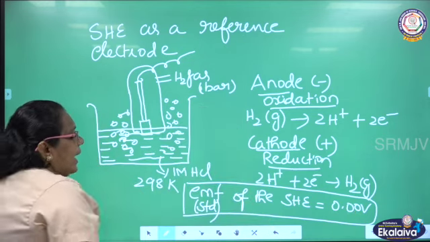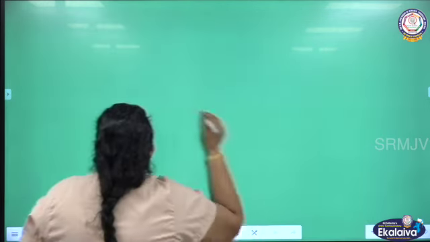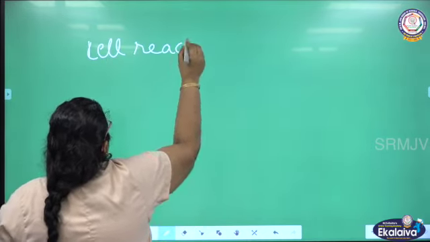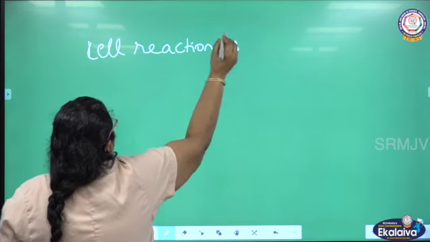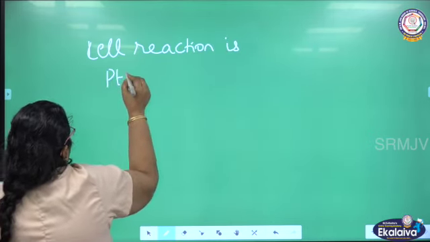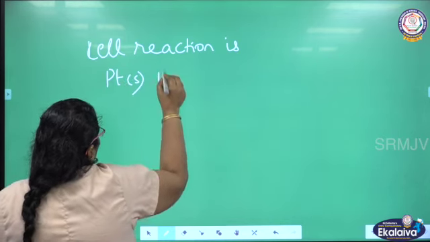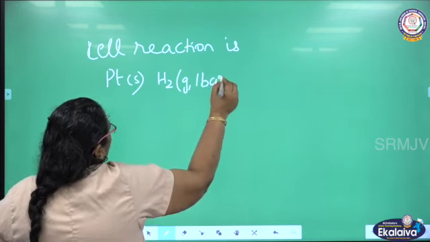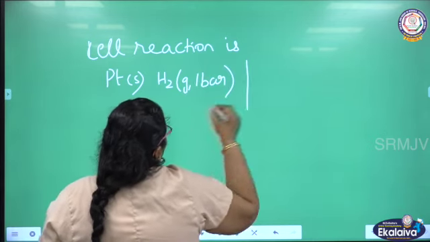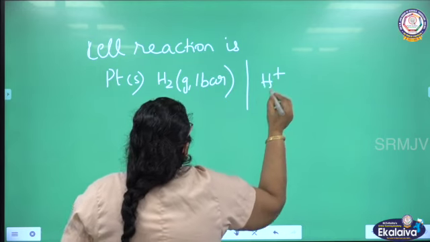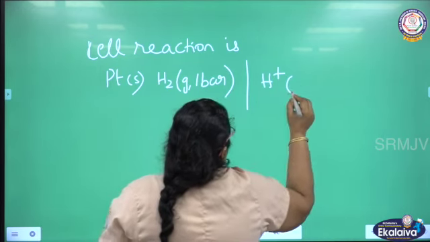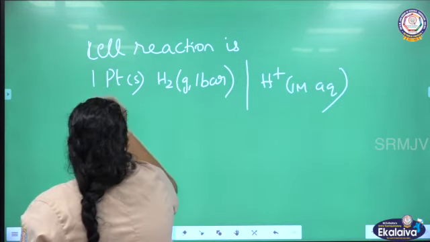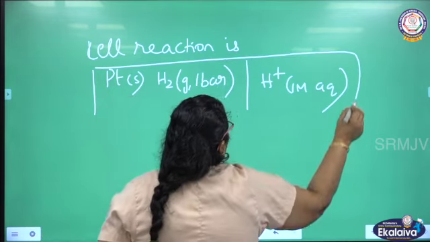So how can we indicate the cell reaction? We can indicate it like this: platinum solid, hydrogen gas of 1 bar, separated by H plus ions of 1 molar aqueous. So the cell can be represented like this.